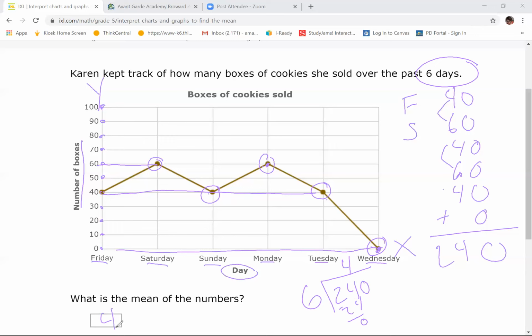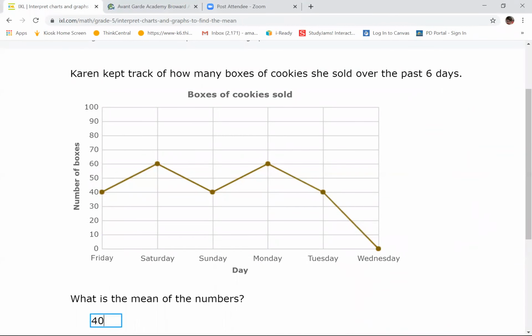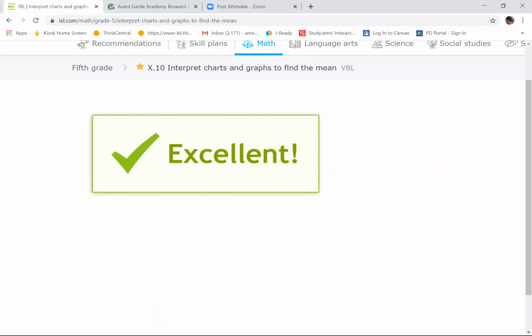Boom, boom, boom. Oh, wait, no, it's not. Because if I want to check my thinking, I would multiply my answer, which is my quotient, times my divisor, and I should get my dividend. And I do not get my dividend, do I? My dividend is 240, which means my answer is not 4, it's 40. The answer is 40. So how many boxes? 40 boxes.